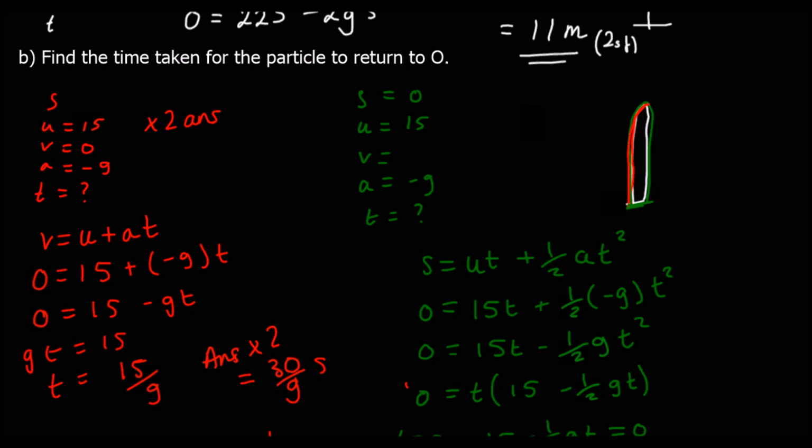The quicker method is usually to split up the motion and double the answer. So splitting up the motion into small parts is usually quicker than doing one motion for the whole journey.